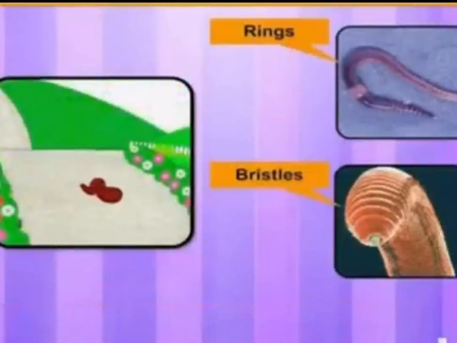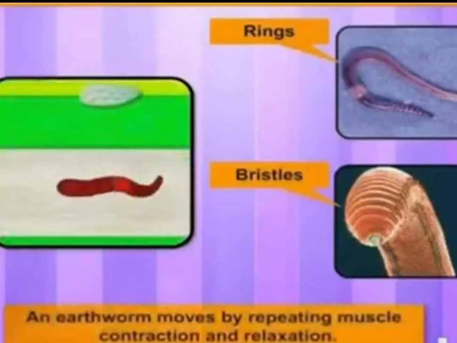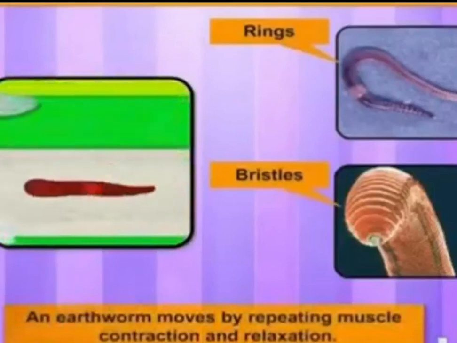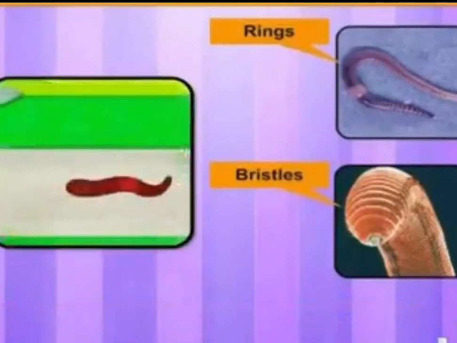Then it fixes the front part, releases the rear end, and drags its rear end forward. Quite a coordinated effort. It needs to keep repeating such muscle contractions and relaxations so that our Earthy is able to move through the soil.